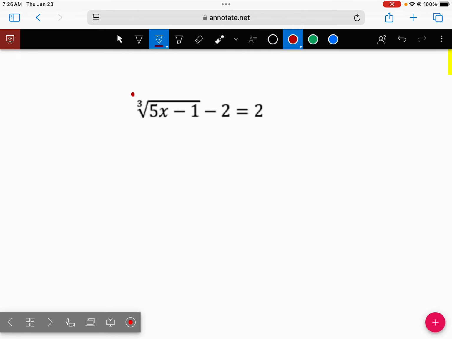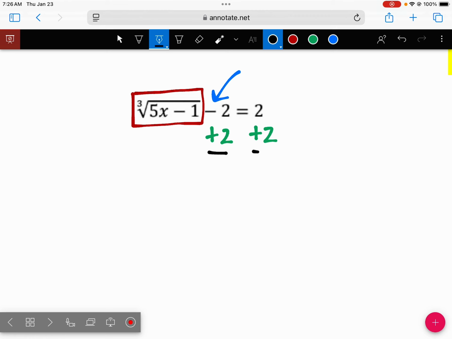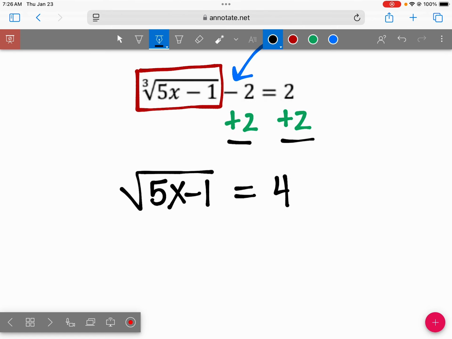So we have to get this by itself first, which means I have to get rid of that minus 2, sorry. And the opposite of subtracting 2 would be to add 2. So let's do that. Add 2 to both sides. And you get 4. And there's a little 3 here in the elbow.